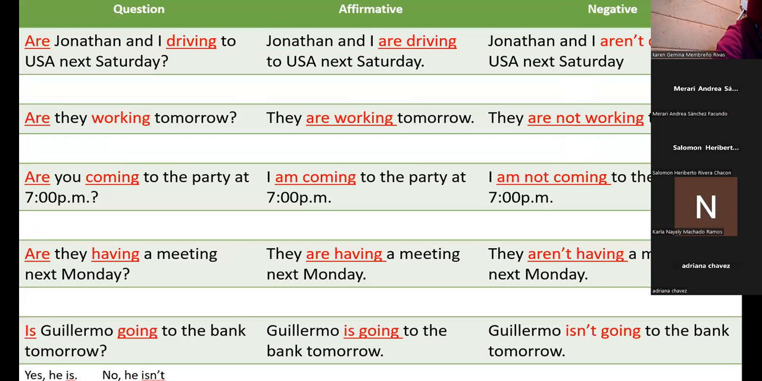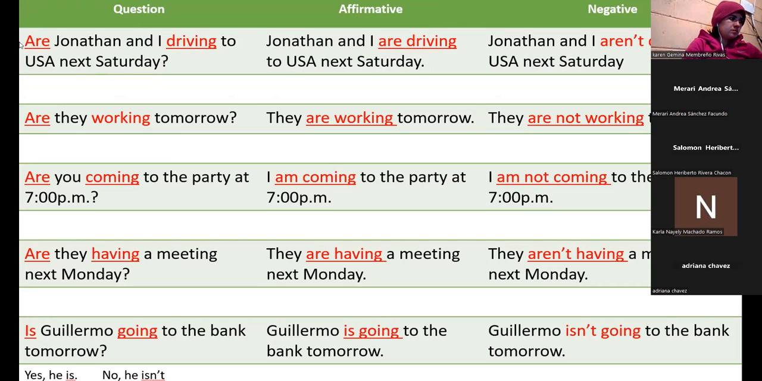Okay. So let's read this other one. And let's look at the different structures. We have affirmative, negative, and question. So let's start with the affirmative. Jonathan and I are driving to USA next Saturday. Okay, negative. Jonathan and I aren't driving to USA next Saturday. And now the question, are Jonathan and I driving to USA next Saturday?